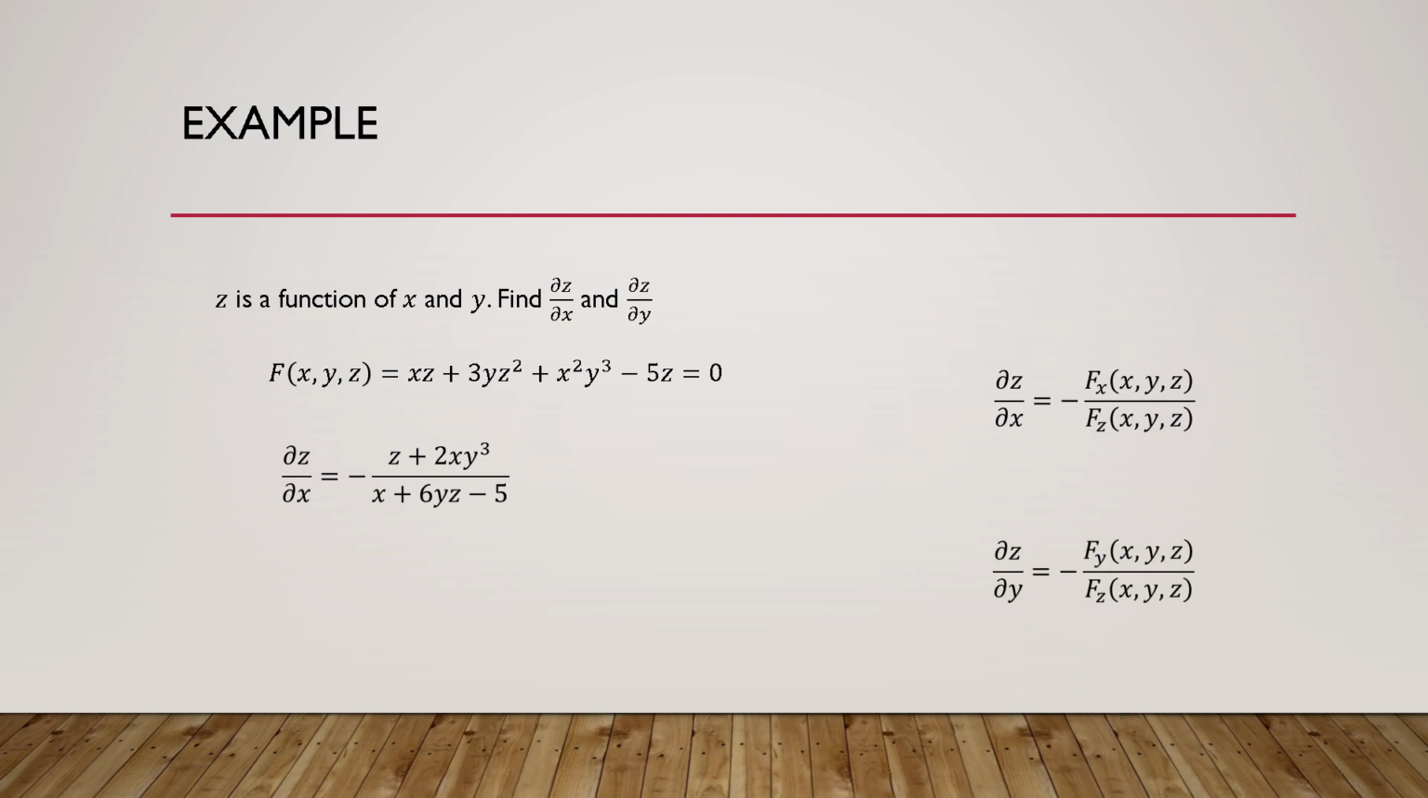The partial derivative of z with respect to y equals negative the partial derivative of f with respect to y of xyz over the partial derivative of f with respect to z of xyz. With our function, the partial derivative of z with respect to y equals negative 3z squared plus 3x squared y squared all over x plus 6yz minus 5.